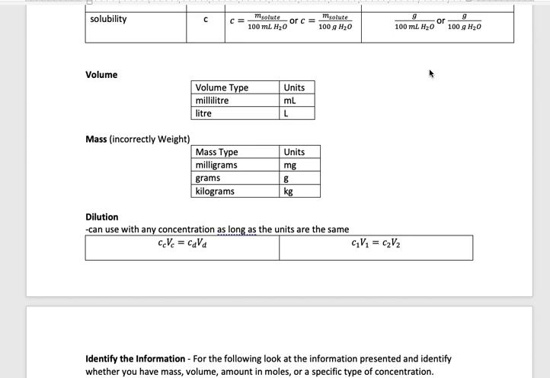From there, we have other units that you have to watch out for. If you ever have something like liters or milliliters, you want to be able to identify that as, oh, that's volume.